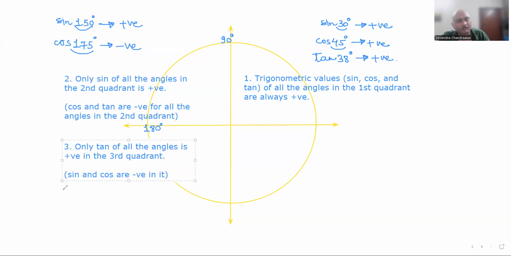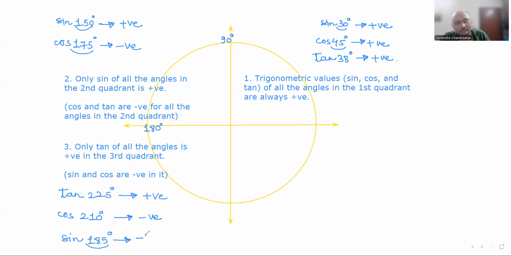Please pay attention. If I ask you to find what is tan of 225 degrees, it's very simple. Is it positive or negative? So you will say it's positive because 225 degrees lies in the third quadrant. Cos of 210 degrees, it's negative. Sine of 185 degrees. 185 is in the third quadrant, so it is negative.